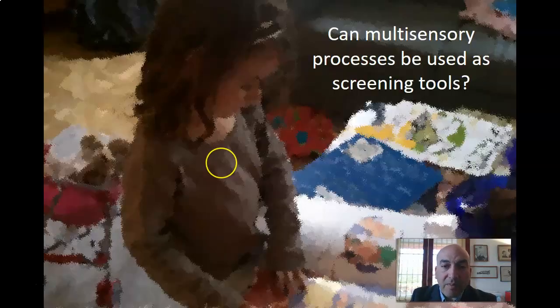So the question that comes out of this is, can multisensory processes be used as screening tools? And the reason this would be important is to be able to assess in a low-cost, efficient, and accessible manner whether or not a child, for example, is at risk for learning disabilities, if we can use a simple low-level multisensory task to assess higher-level cognition.